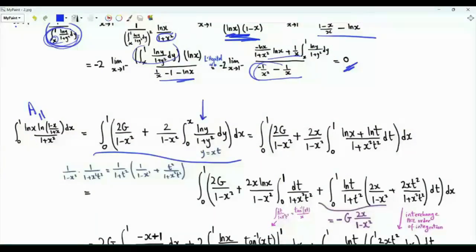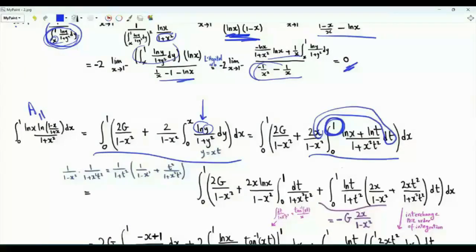In this inner integral, we do the substitution y is equal to xt. When y is equal to 0, t is equal to 0. When y is equal to x, t is equal to 1. This y becomes the product xt. The numerator becomes ln x plus ln t. dy is equal to x dt.